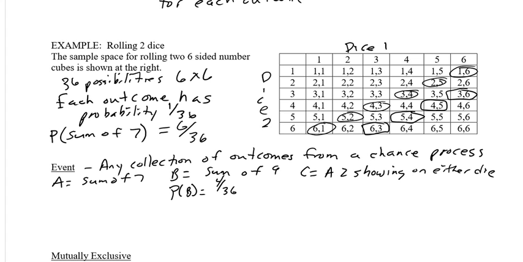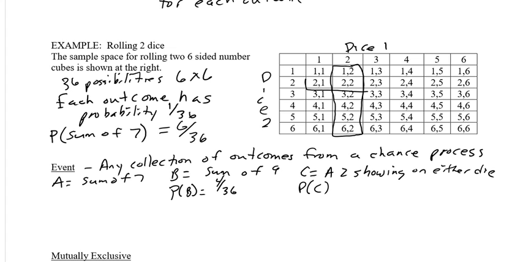Now the probability of C, to have a 2 showing on either die. Let's erase some of these probabilities here and we can use it again. All of these have a 2 showing on 1 die, and all of these have a 2 showing on 1 die. Now that one we don't want to count twice, so we've got 6, 7, 8, 9, 10, 11 ways to have a 2 showing. So there's an 11 in 36 chance that a 2 is going to show up on one of the dice.